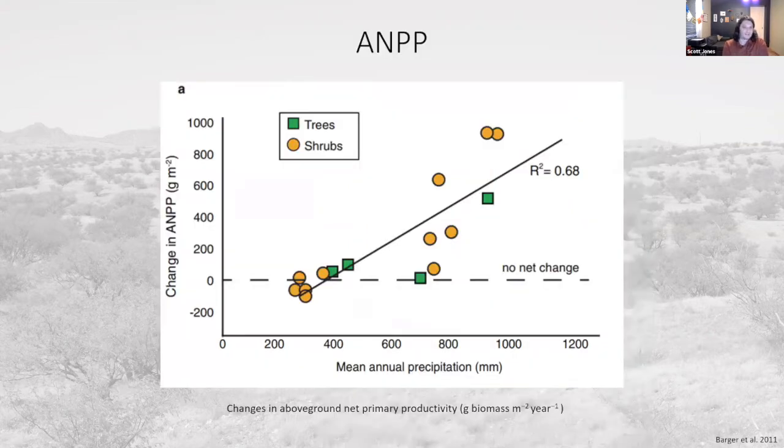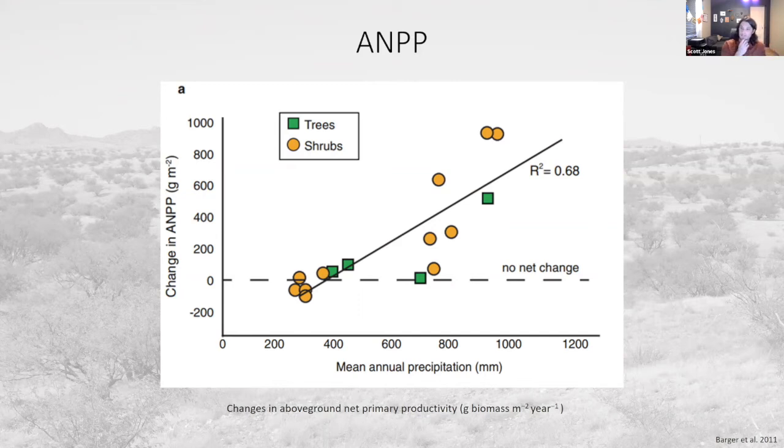Great. So here's an image looking at changes in above ground net primary productivity as shrubs increase. And you can see at these lower mean annual precipitation areas at the tail end on the left side, as shrubs increase on the landscape, you see a decrease in the amount of annual net primary productivity you're getting from that area. But as you increase annual precipitation, you're seeing increases. As shrubs move into the landscape, you're seeing increases in annual net primary productivity.